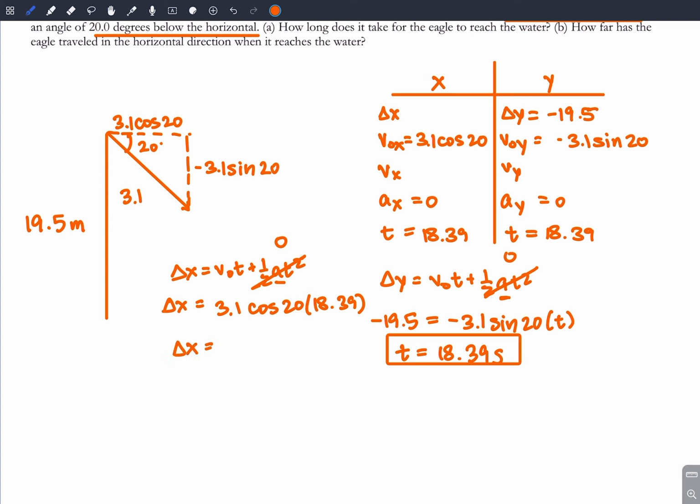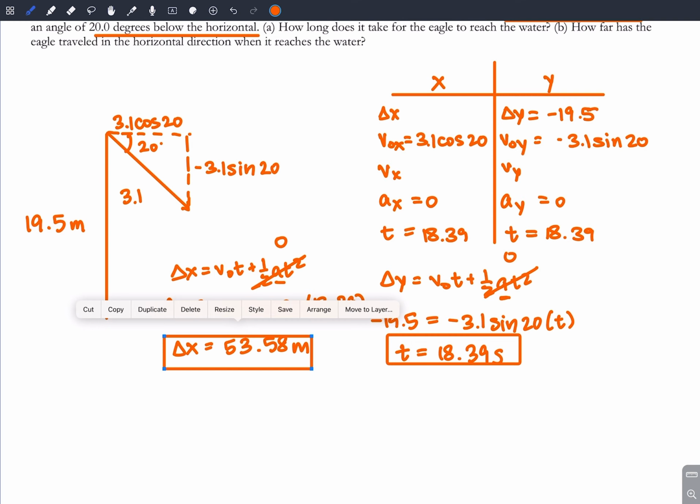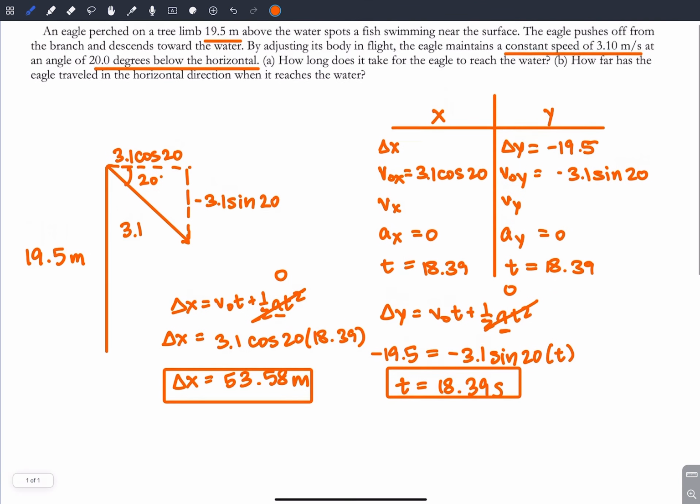change in x as 53.58 meters. Okay, so this is your answer for part B.